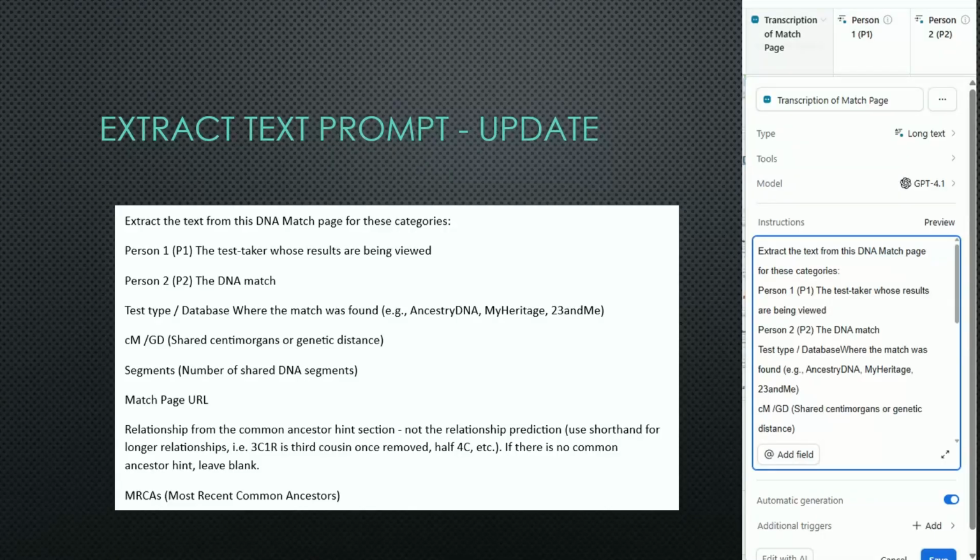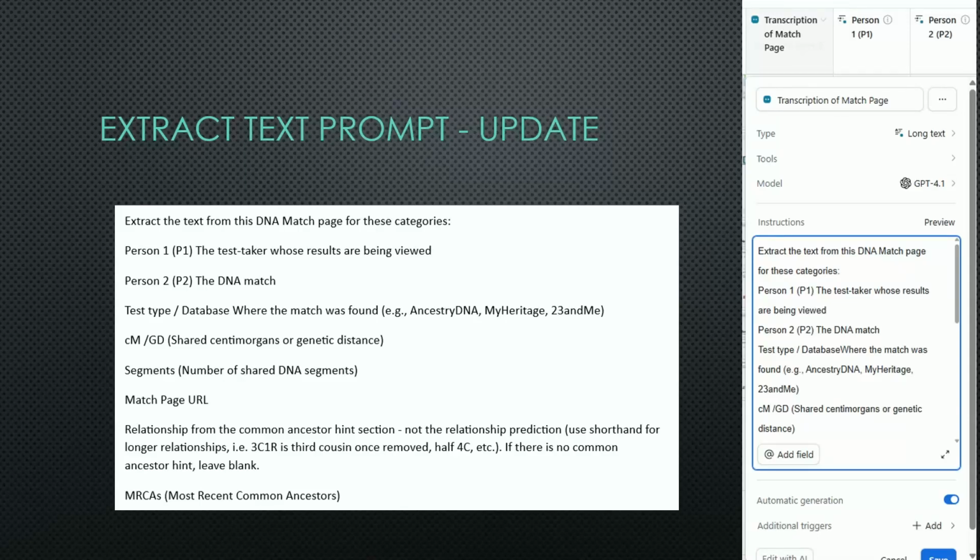So I changed the instructions to tell it for the relationship, get that from the common ancestor hint section, not the relationship prediction. And if there's no common ancestor hint, to leave it blank. And so hopefully that will work better.